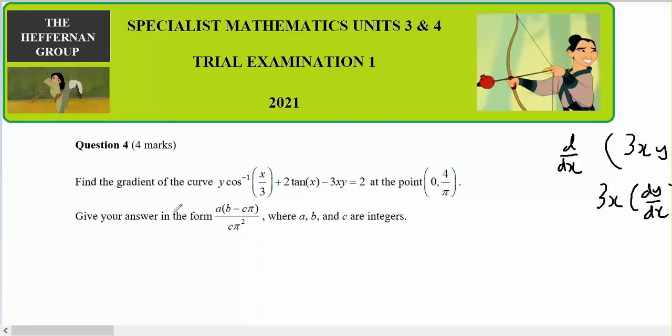Okay, question number 4. Find the gradient of this at a particular point. So I need to do implicit differentiation. But when I look at this, I can see a couple of product rules, y times this and minus 3xy, and I've got this inverse cosine.